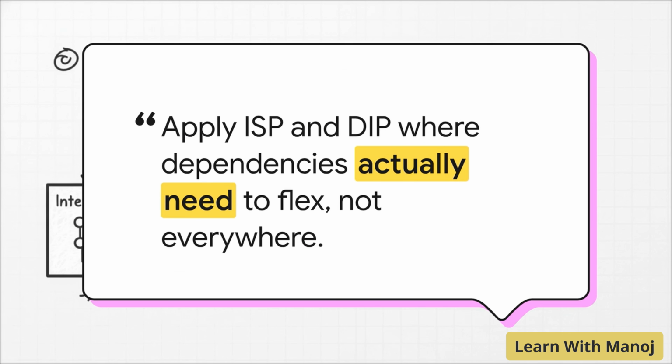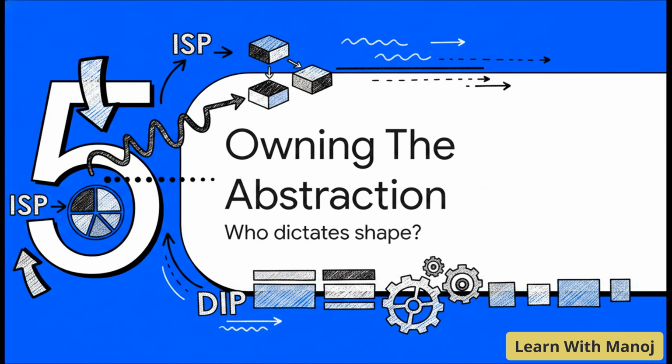So the crucial point is this. Apply the interface segregation principle and the dependency inversion principle only where dependencies actually need to flex, not everywhere. If you try to anticipate every single future change and abstract everything prematurely, you're just going to end up with a completely unintelligible code base. Be strategic about it. Use these principles at the architectural boundaries where you absolutely know implementations will swap, like third-party APIs or databases. And finally, Part 5, Owning the Abstraction.